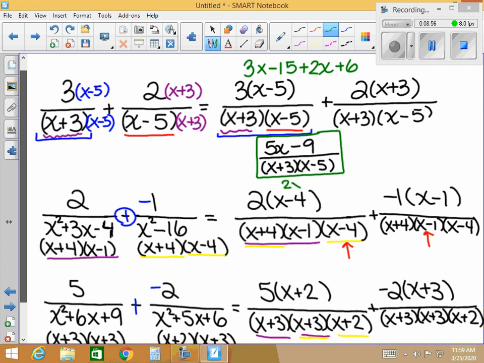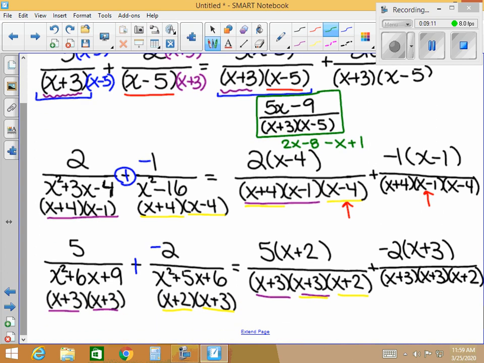Go ahead and pause the video as I'm writing. Make sure you distribute everything on the top. Combine your tops, keep the bottom, factor and reduce if possible. Go ahead and do that on the last two, please.